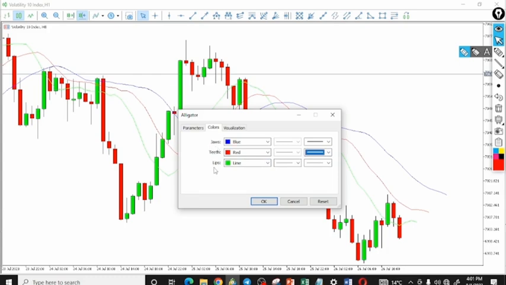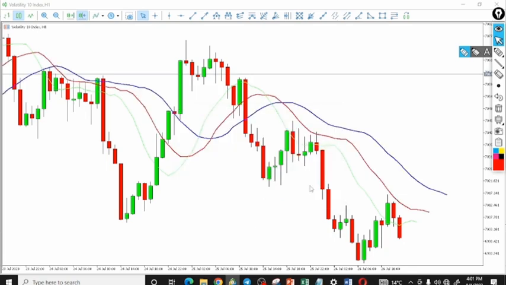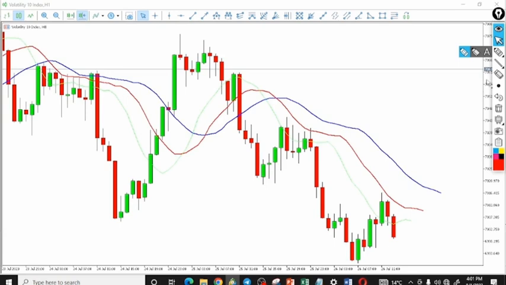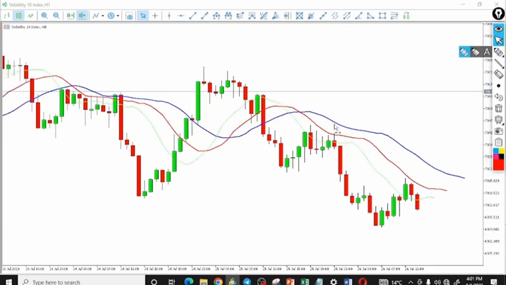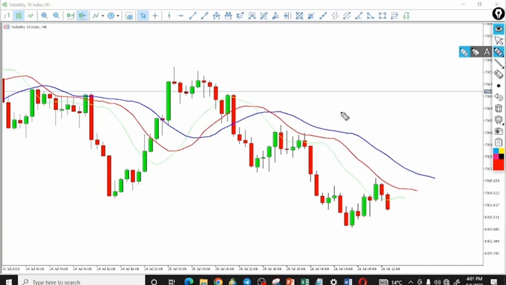These lines move together, right? The lips is lime here, and then we click OK. Now we can see that it is just like our moving averages. If these indicators are lined up like this, we have the jaws here, the teeth here, and the lips here, and they are moving to the downside like this, what do you think? We are likely in a downtrend.